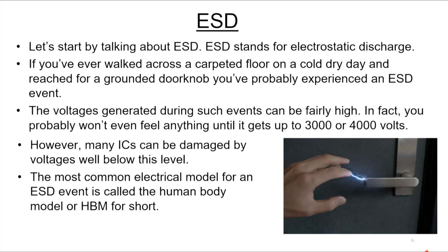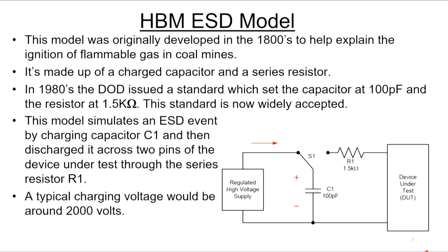The most common electrical model for an ESD event is called the human body model, or HBM for short. This model was originally developed in the 1800s to help explain the ignition of flammable gas in a coal mine. And it's made up of a charged capacitor and a series resistor. In the 1980s, the DoD issued a standard which set the capacitor value at 100 picofarads and the resistor at 1.5 kiloohms. And that standard is now widely accepted throughout the industry.